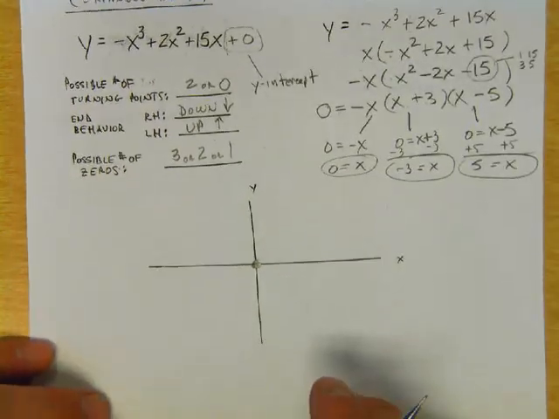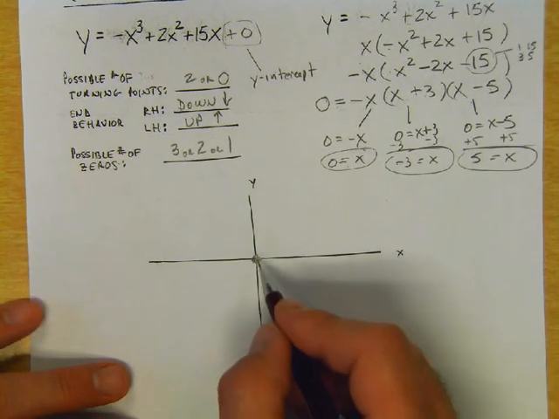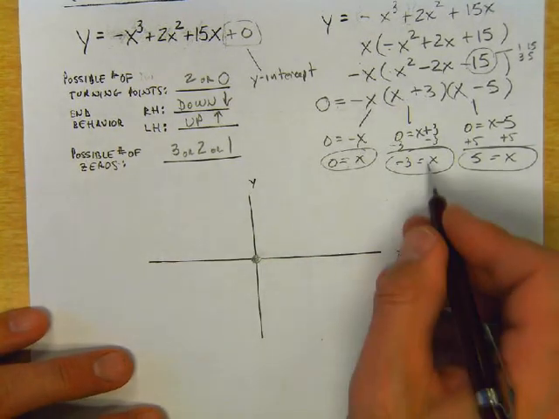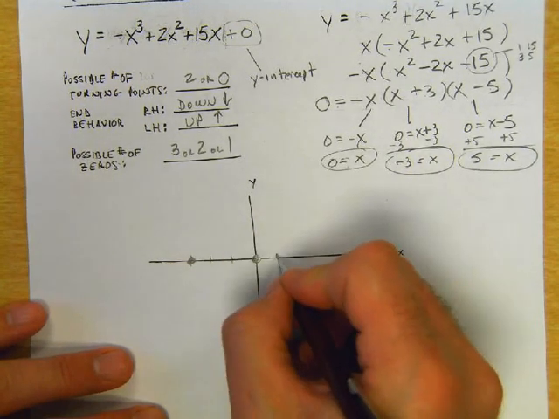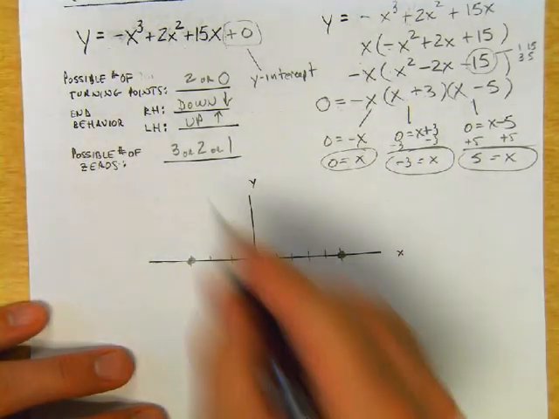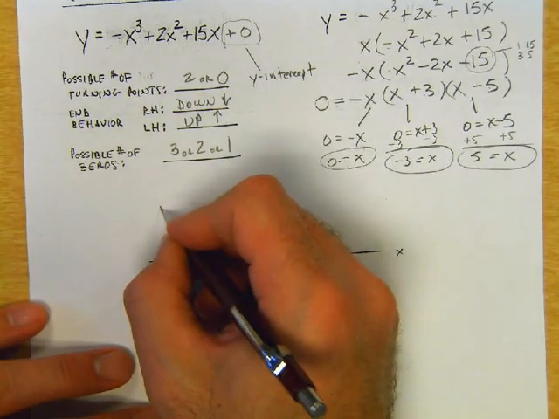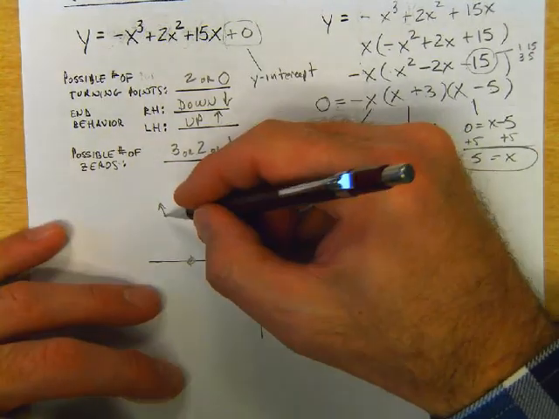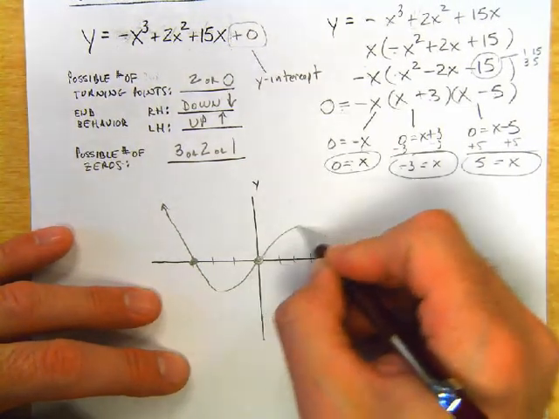So now we have enough information to draw a sketch of our polynomial. We know an x-intercept is 0. We know there's one at -3. There's one at 5. We know the right hand goes down and the left hand goes up. So this polynomial must look like this.